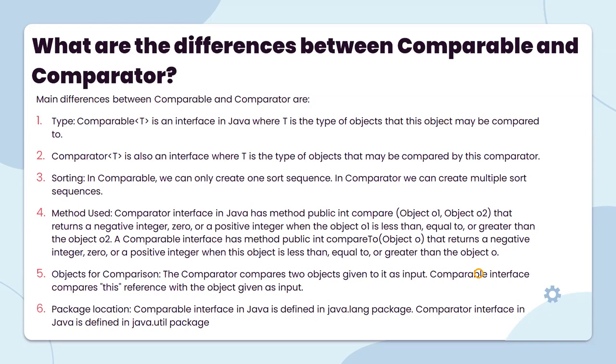What are the next questions? What are the differences between Comparable and Comparator? The differences between Comparable and Comparator: first is the type. Comparable is an interface in Java where T is the type of object that may be compared to. Comparator is also an interface where T is the type of object that may be compared.